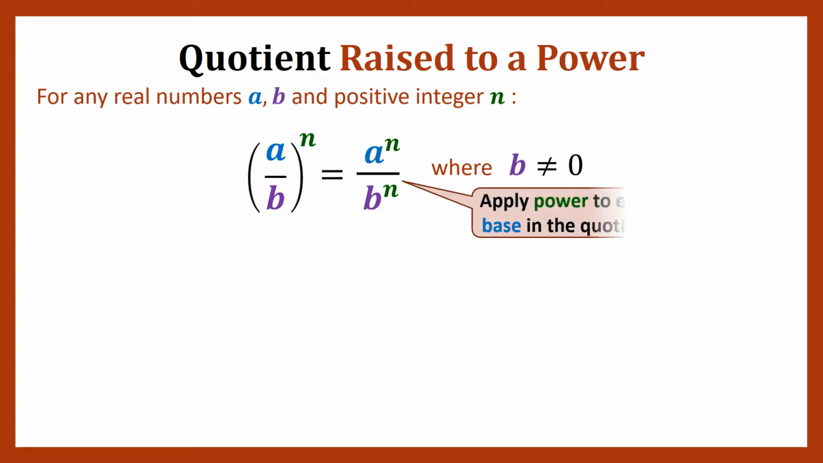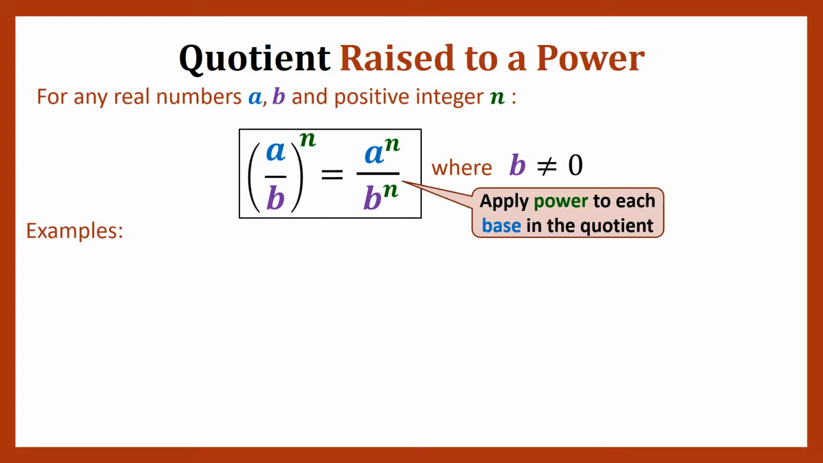In other words, when we have a quotient of bases raised to a power, we can apply the power to each base in the quotient. And this is known as the quotient raised to a power rule. Let's look at some examples.